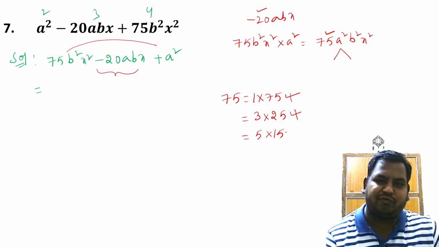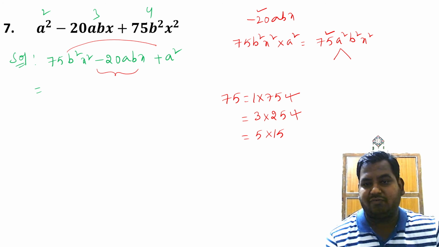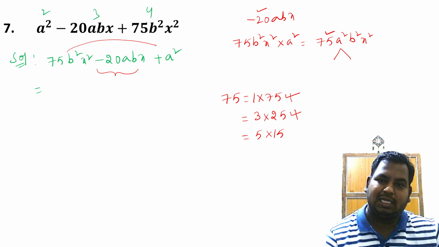Third is 5 and 15. 5 plus 15 is 20. 5 minus 15 is minus 10. But we are getting 20 when we do 5 plus 15. So this case is acceptable.